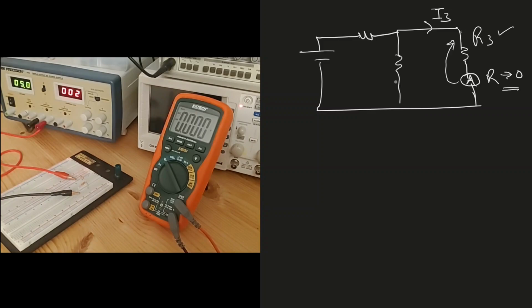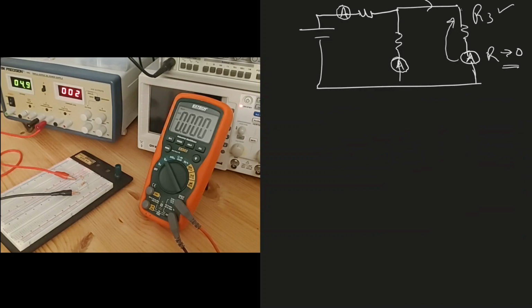Also, if I want to measure the current in R2, I will have to place the meter over here. And if I want to measure the current in R1, I can place the meter over here. So wherever you want to measure the current, you will have to place the meter in series with that component, and that will give you the current.